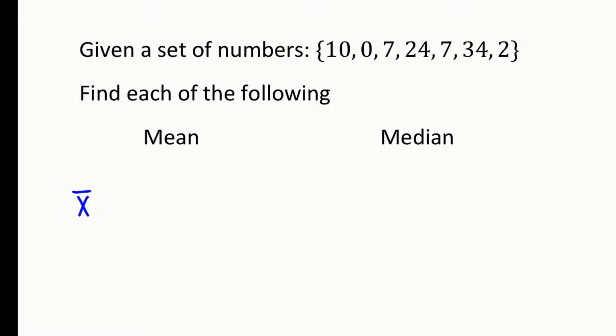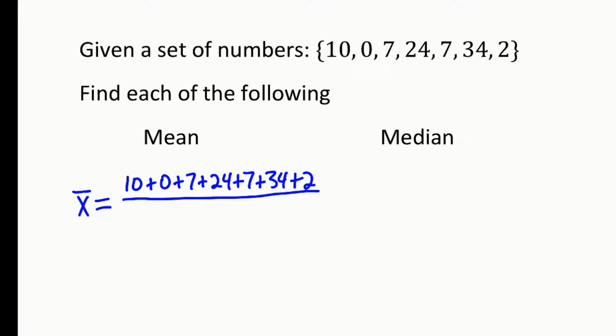X bar is how we read that. It just is talking about the mean. So we take our numbers and we add them together, and then we divide by however many numbers there are. So we do 10 plus 0 plus 7 plus 24 plus 7 plus 34 plus 2. And then we divide by however many numbers there are. 1, 2, 3, 4, 5, 6, 7. So we divide by 7.